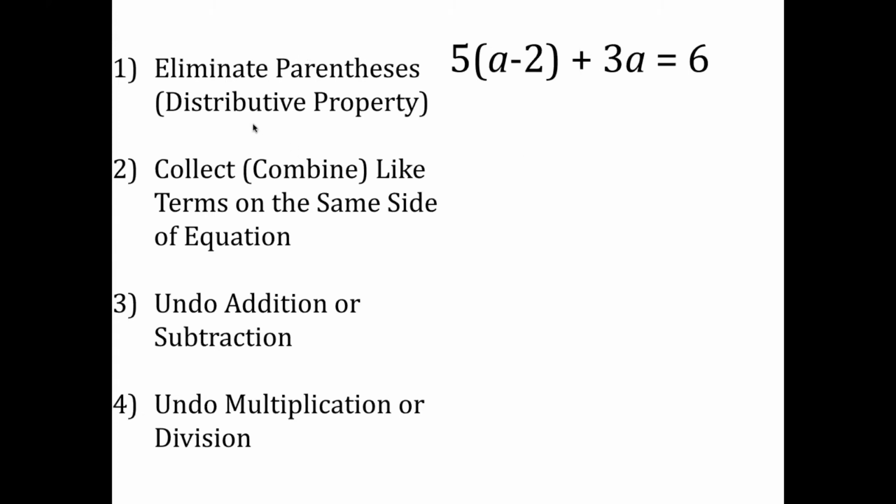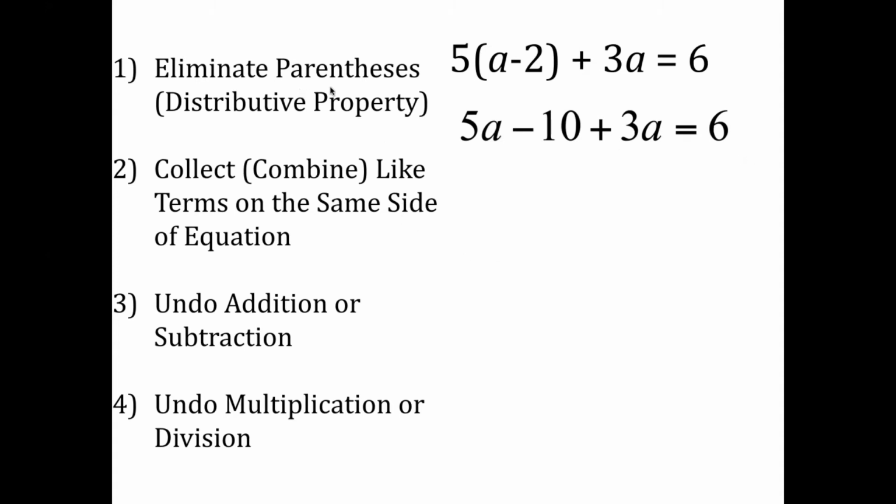Okay, let's go ahead and look at an example. We have 5 times a minus 2 plus 3a equals 6. Let's first carry out the first step, which is to eliminate the parentheses through distributive property. We can see here that we have the expression a minus 2 in parentheses. Eliminate this by distributing the 5, which is the value outside of the parentheses, to a minus 2. So if you distribute that, 5 times a would be 5a, and 5 times negative 2 would be negative 10. So you'll be left with 5a minus 10 plus 3a equals 6.